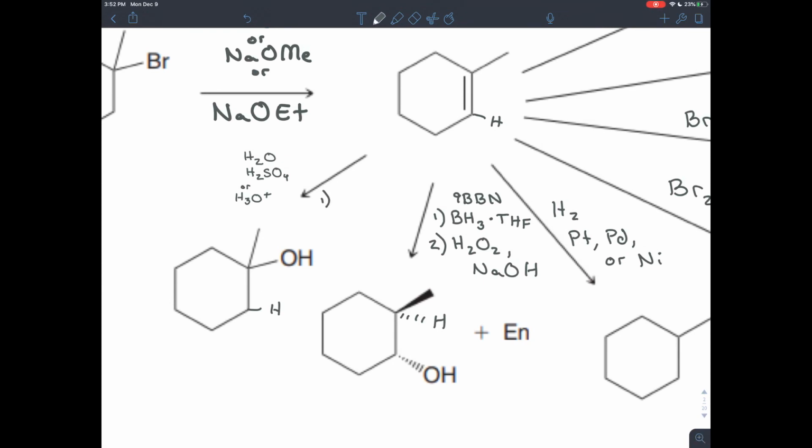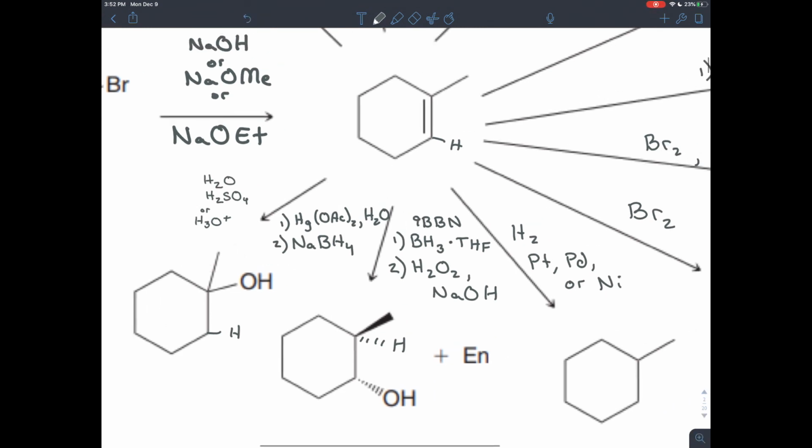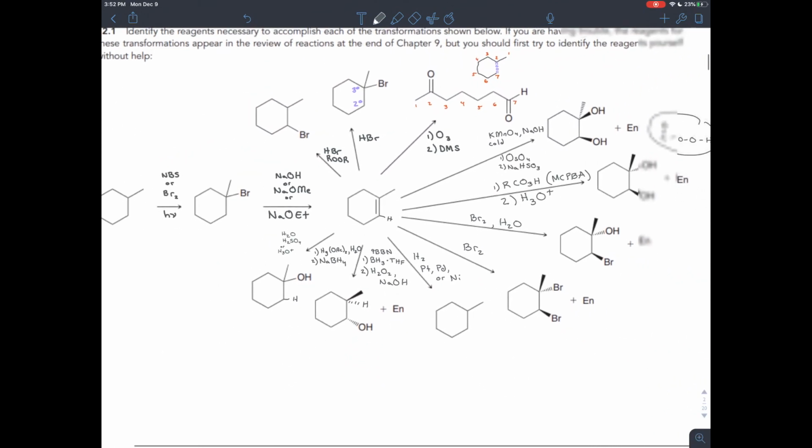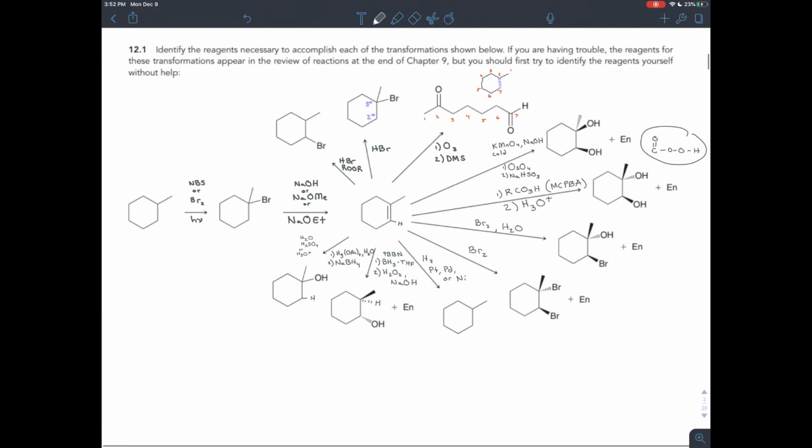And so that involves adding mercury 2 acetate and water in the first step, and then second, sodium borohydride in the second step. This reaction will come back again in organic chemistry too, so it's worth investing a little time to remember that now. In fact, it'll come back and there'll be another complication with it. So if you can really remember it well now, it'll help you in the future. Your future self will thank you.